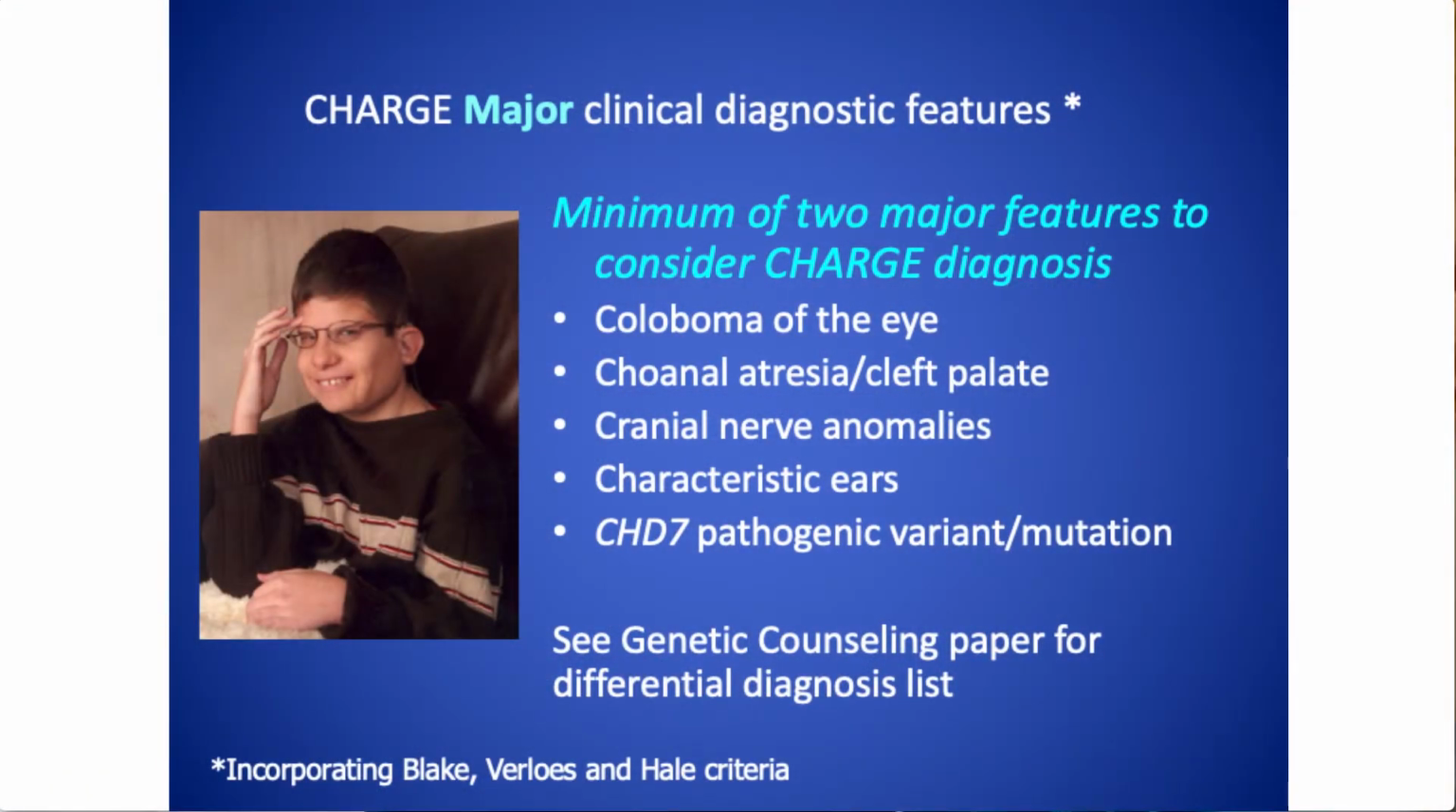What are these major features? Well, instead of CHARGE, I sometimes refer to the major features as the 5 C's because I could get them into things that all start with C. And that is coloboma of the eye, choanal atresia or cleft palate, cranial nerve anomalies, characteristic ears, and CHD7 pathogenic variant or mutation. A pathogenic variant is the term that in genetics we have evolved to talk about what we previously referred to as mutations.